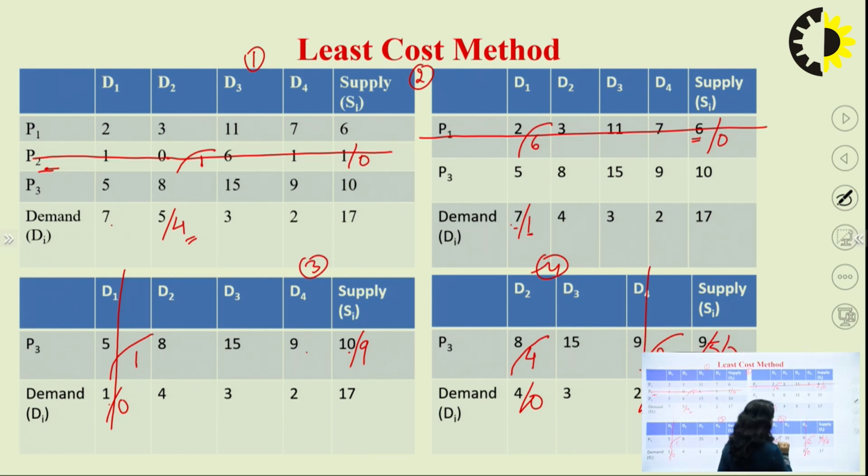So, it is again cancelled and now the last cell is left. So, we can see here the supply is 3 and the demand is 3. So, we will allocate 3 here. It will become 0 and 0. So, it means we have allocated all the cells. Now, we will find out the transportation cost.